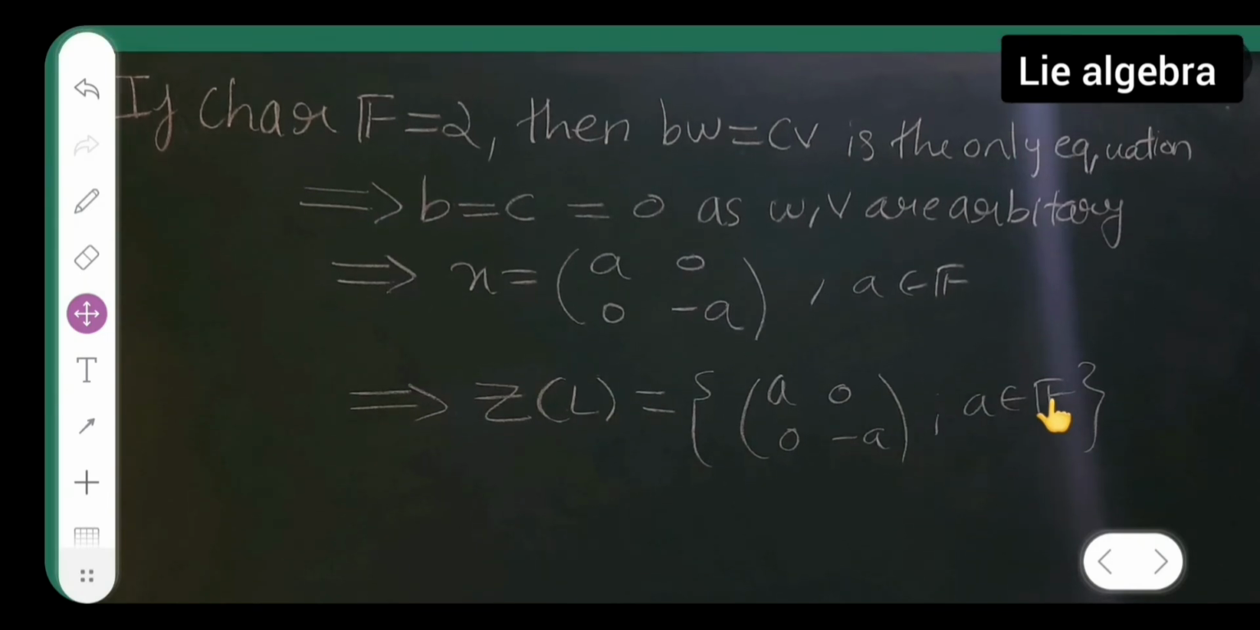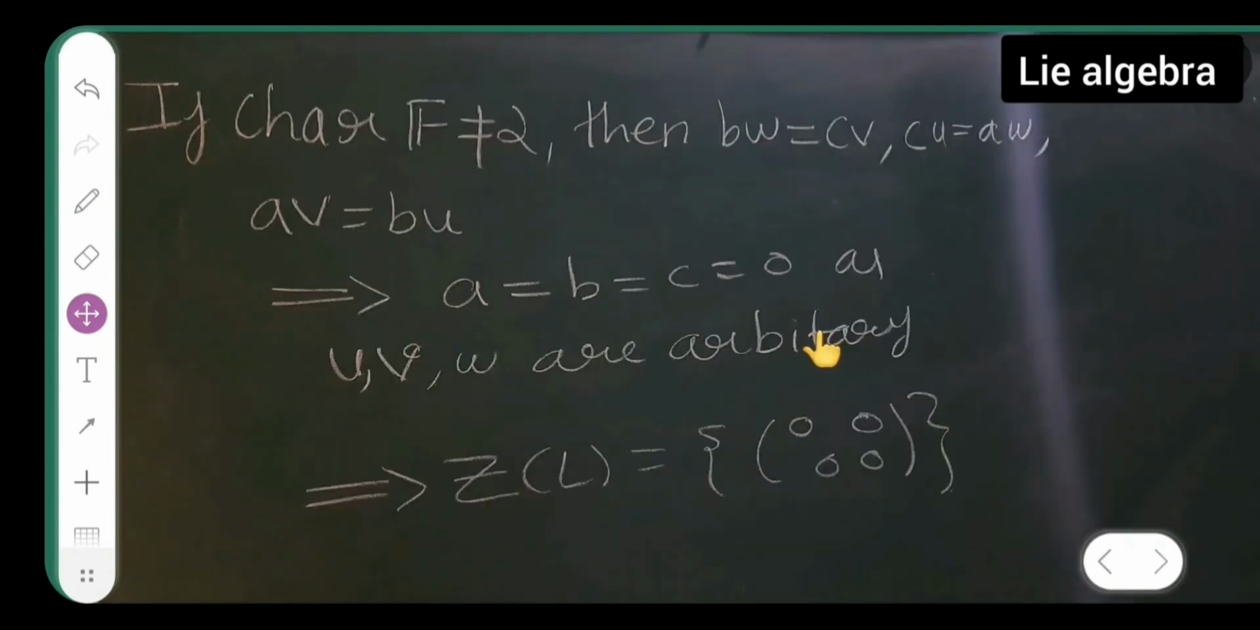You all can see the image clearly, right? Okay, now I'll turn the page. Now if the characteristic of F is not equal to 2, then what is going to happen here? Then BW is equal to CV and this.